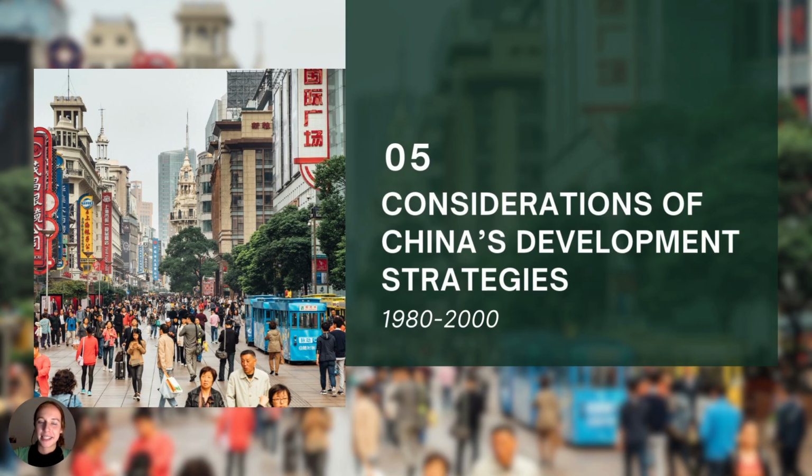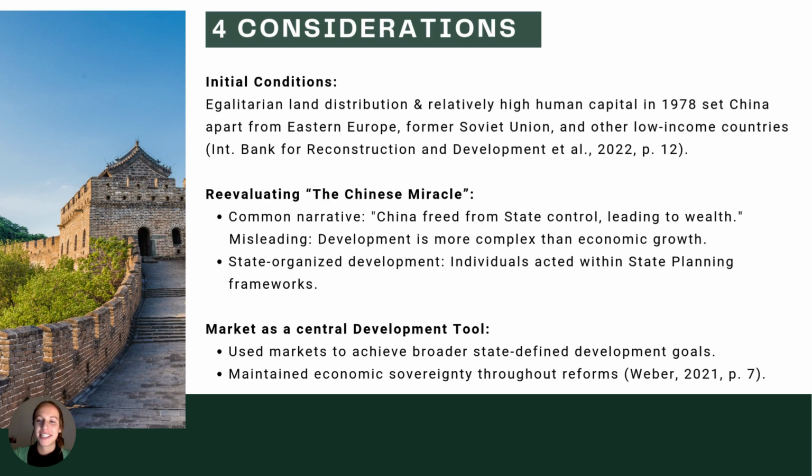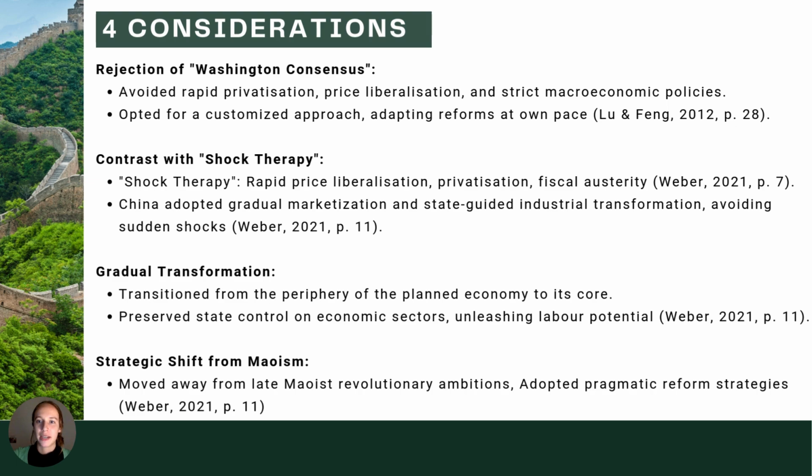Let us reflect on China's development strategy. China leveraged its initial conditions, egalitarian land distribution, and high human capital. Authors advocate to not fall into a single narrative story when talking about China's development strategies, because it's more complex than economic growth. China rejected classical development theories common for Western industrial countries. China rejected the Washington Consensus, which is a rapid privatization of the market with complete price liberalization, and avoided the shock therapy, a rapid reform approach. Instead, China customized its development approach, adapting reforms as a unique path and at its own pace.